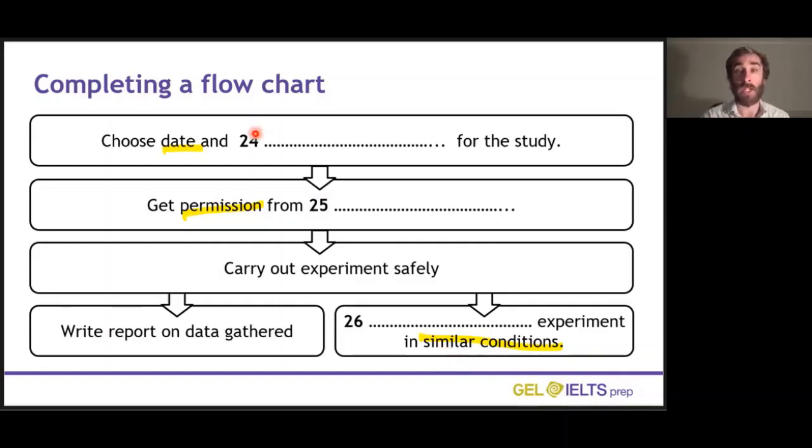As we said before, 24 is going to be something you get with date. Maybe something like date and time would be logical. 25, as we said before, is going to be some kind of person or maybe a department. Keep those predictions in mind.